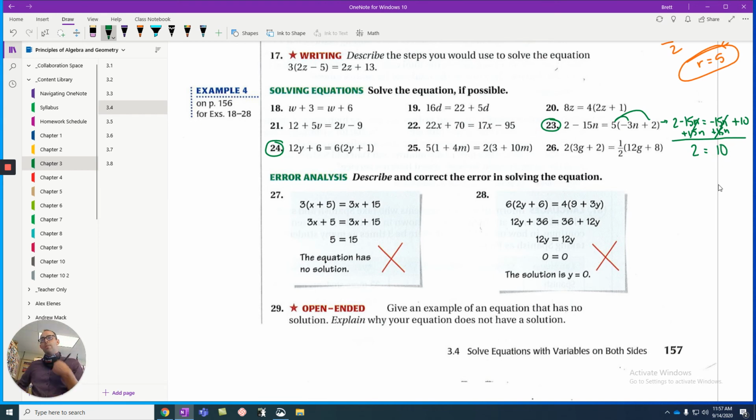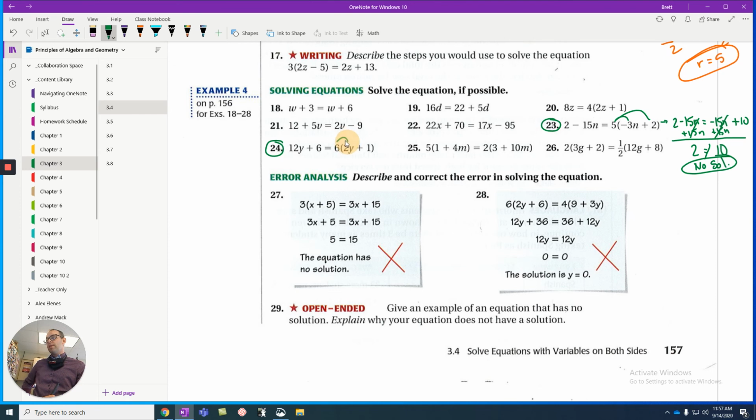Now, I don't know about you, but I'm never going to trade someone $10 out of my wallet for $2 in theirs. That is not an equality. This is not true. So I'm actually going to slash through that and say that there is no solution to a problem like that. If the n's cancel and you end up with something that is false, like 2 equal to 10, we know it's not true.